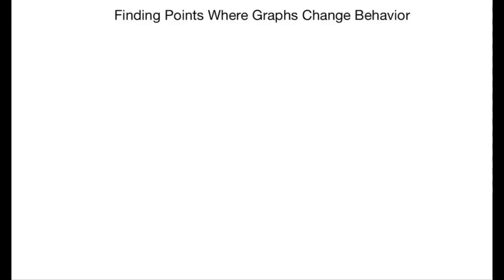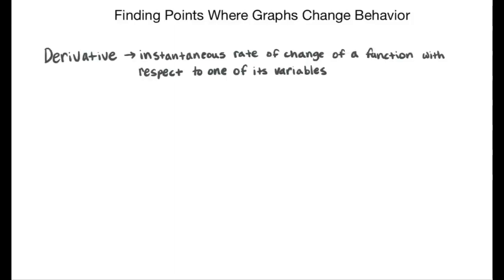In this video, we will discuss points where graphs change behavior. There are two places a graph can change behavior, a critical point or an undefined point. Before we define critical and undefined points, let's recall what a derivative means.